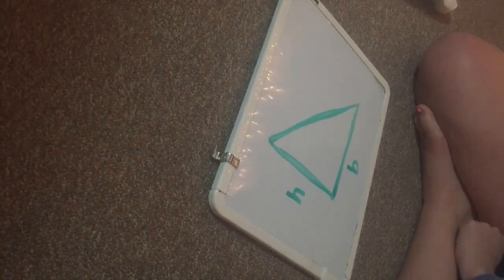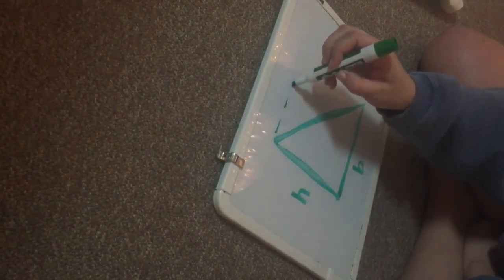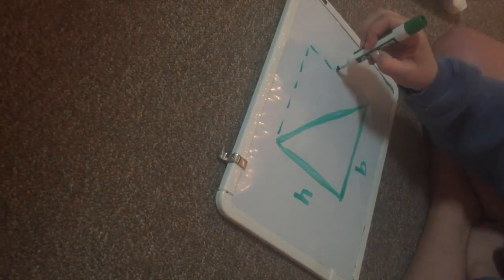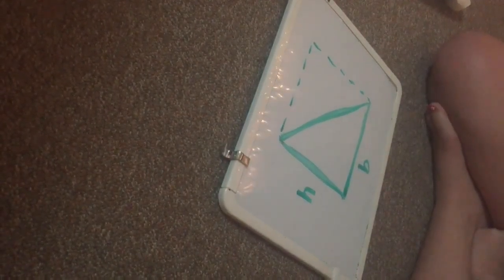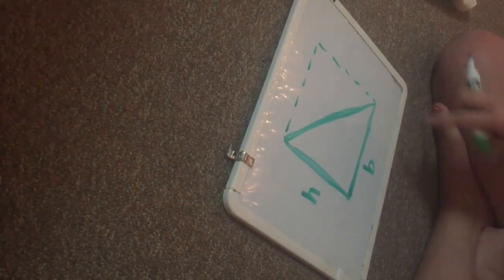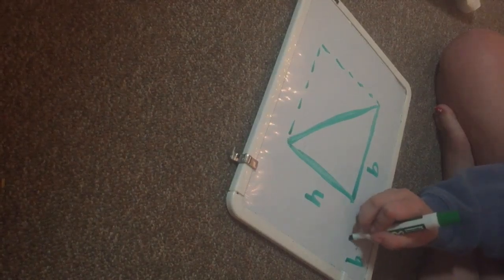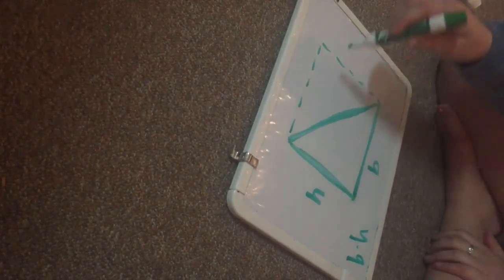So to do this first, we're going to move this triangle onto the other side so that you can see it's a perfect rectangle. And since we can see that the base on this triangle is the same as it would be on the whole rectangle, and the height is the same, we would know that we would do base times height to find the area of the rectangle.